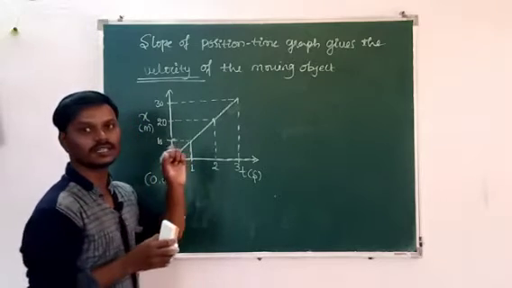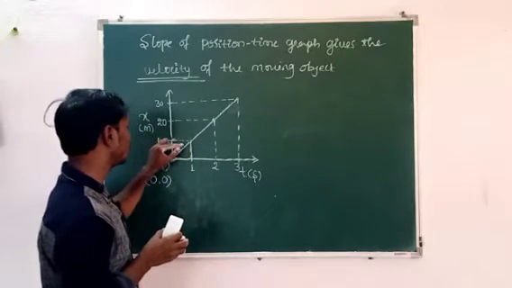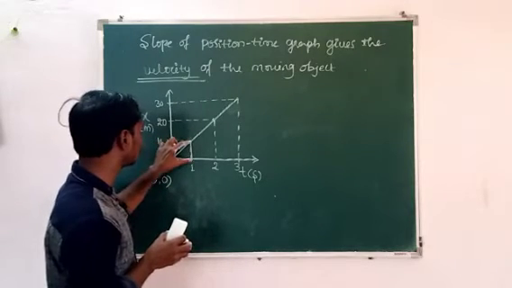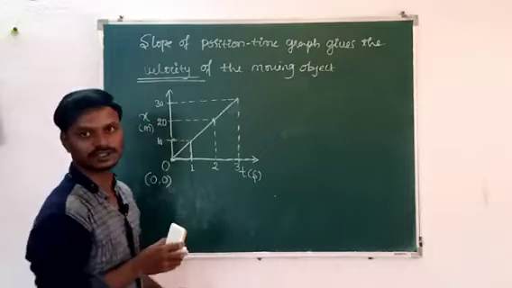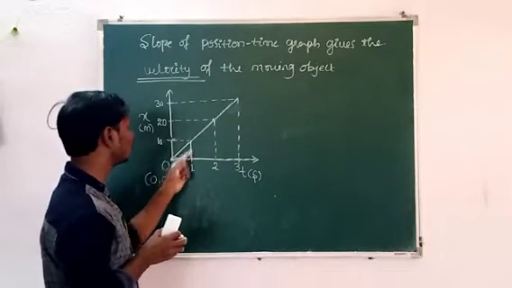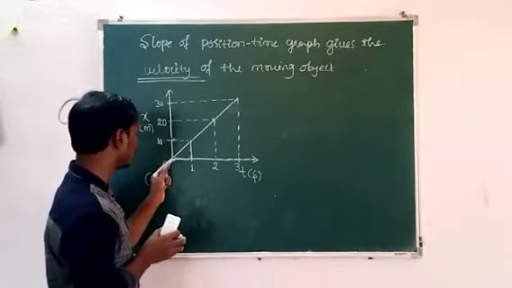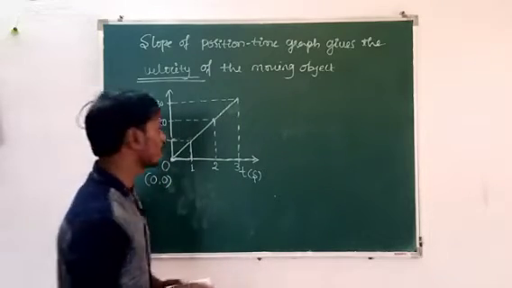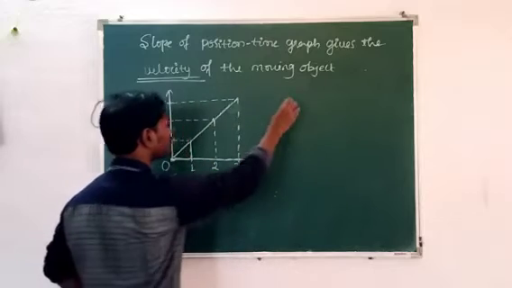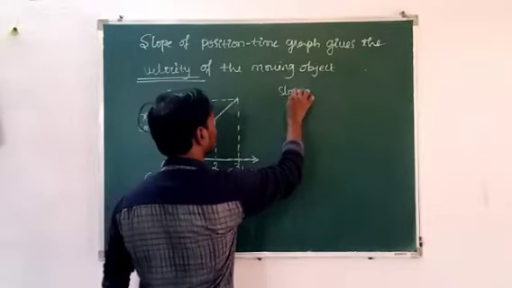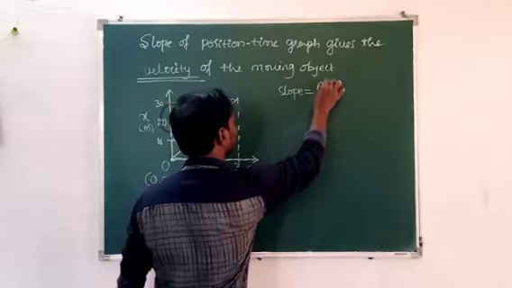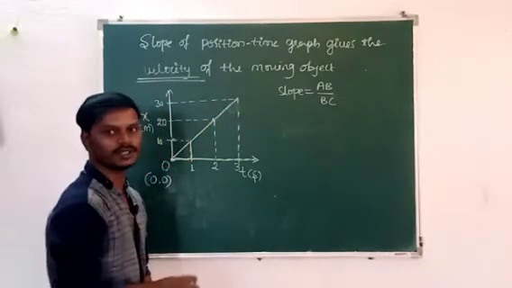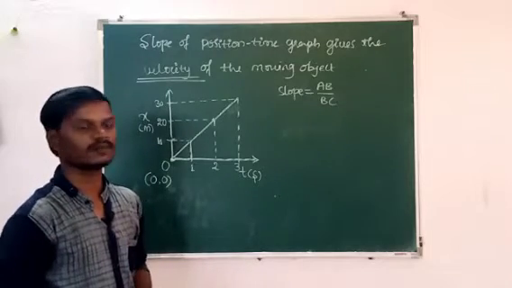How to determine the opposite side? Opposite side can be determined by 10 minus of 0, because opposite side is nothing but here the change in position. Then adjacent side is the change in time. Okay, so here what about slope? Here I'll take slope. Slope is nothing but opposite side divided by adjacent side. Opposite side is represented by AB and adjacent side is represented by BC.